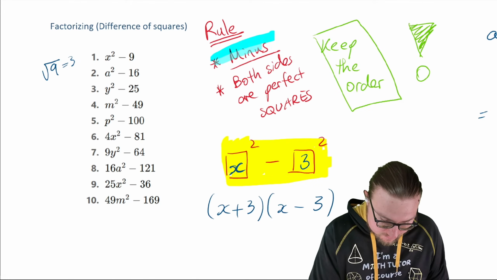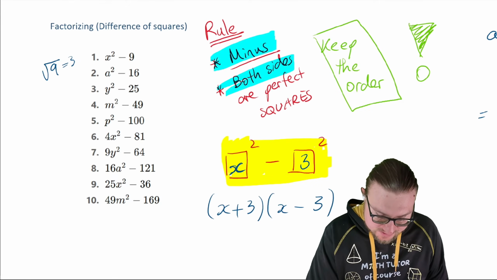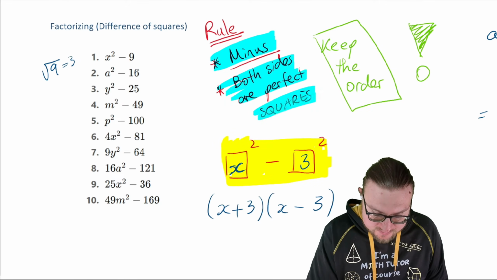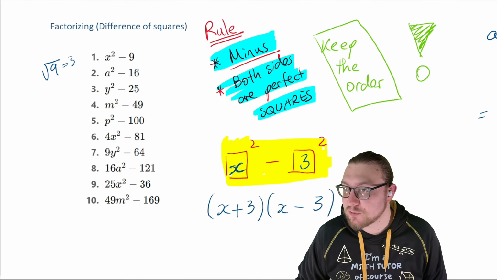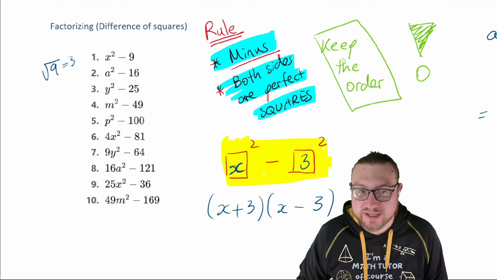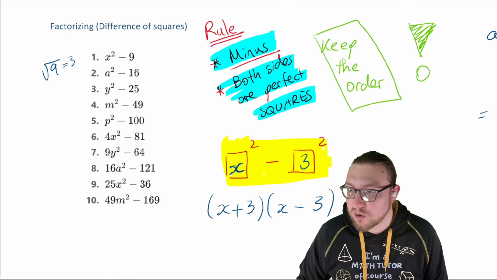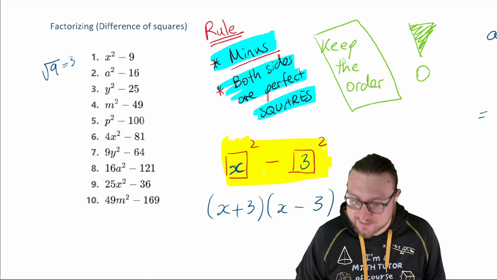Cool. We need a minus, and we need both sides to be a perfect square. If that doesn't work, we can take out a common factor. If that doesn't work, you might have to think about doing a different factorizing method, or someone made a mistake.